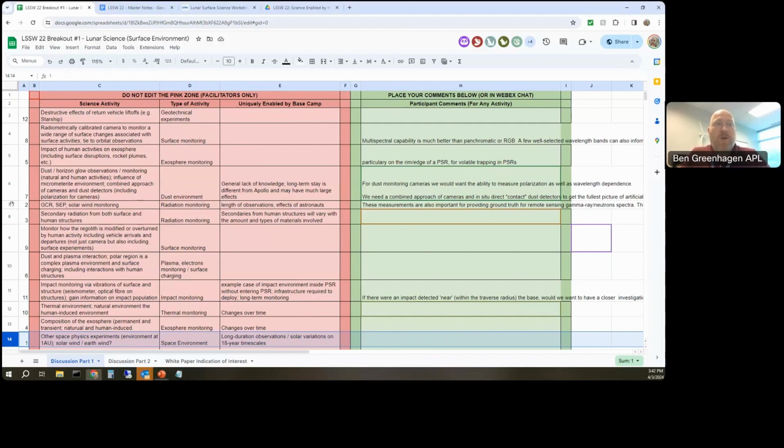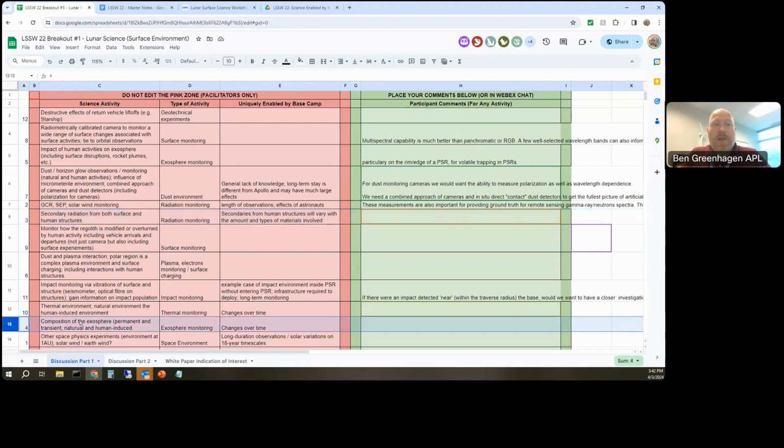The second one is the galactic cosmic rays, solar energetic particles, and solar wind monitoring, looking a little bit larger out in the solar system. Bringing that down to the surface, these cosmic rays especially, but also the energetic particles, when they interact, they create secondary radiation from both the surface, from the rocks and from the regolith, but also from human structures. And so there's activities and experiments that should be done to measure those secondaries as well.